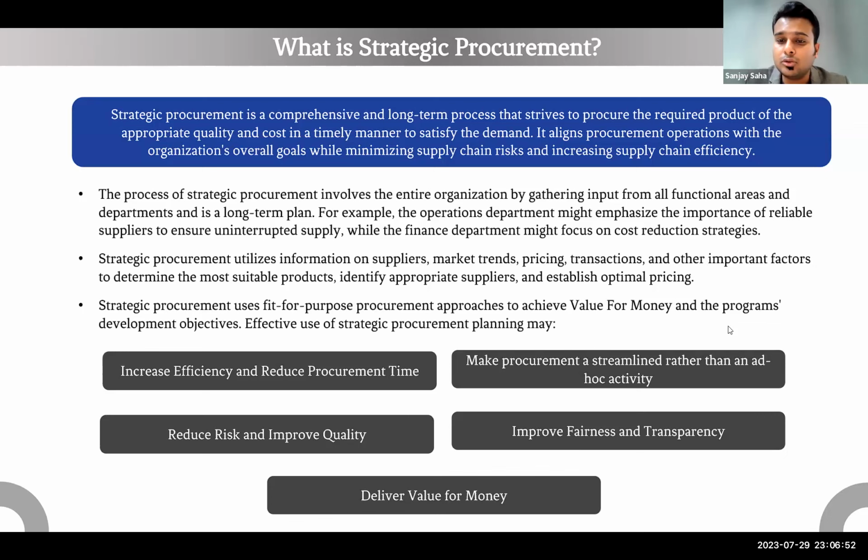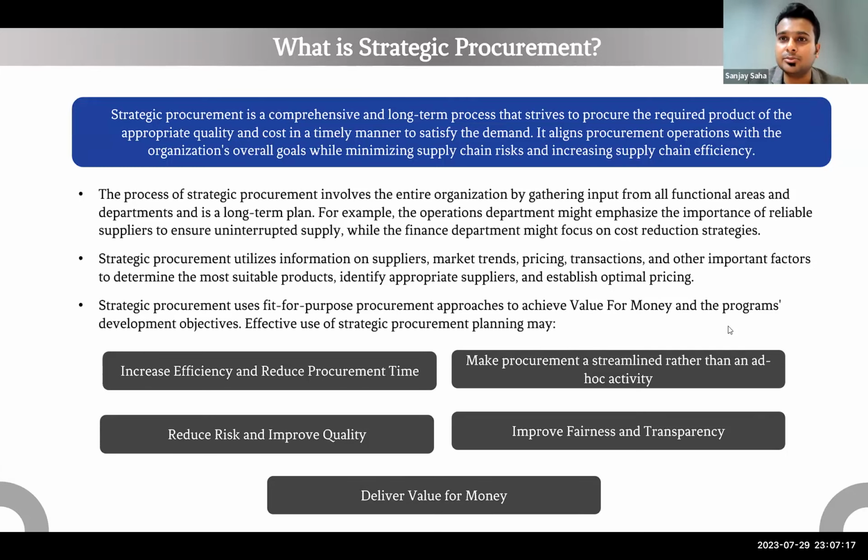Strategic procurement also makes procurement a streamlined activity rather than an ad hoc activity. Like I mentioned earlier, it reduces risk and it improves quality of product over a period of time. It may not happen in the first instance, but over a period of time, you will see better quality of products. It should also aim to improve fairness and transparency of process.